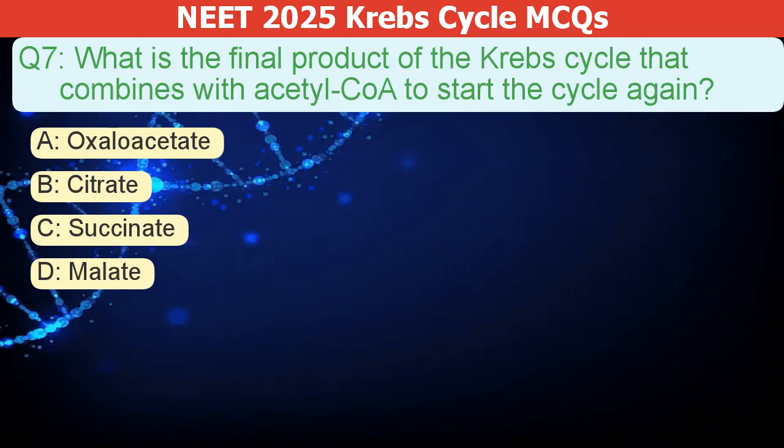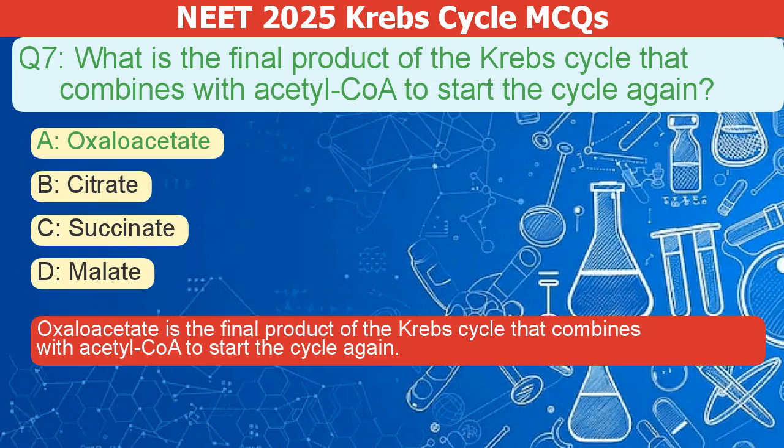What is the final product of the Krebs cycle that combines with acetyl-CoA to start the cycle again? A. Oxaloacetate. B. Citrate. C. Succinate. D. Malate. The correct answer is A. Oxaloacetate is the final product of the Krebs cycle that combines with acetyl-CoA to start the cycle again.